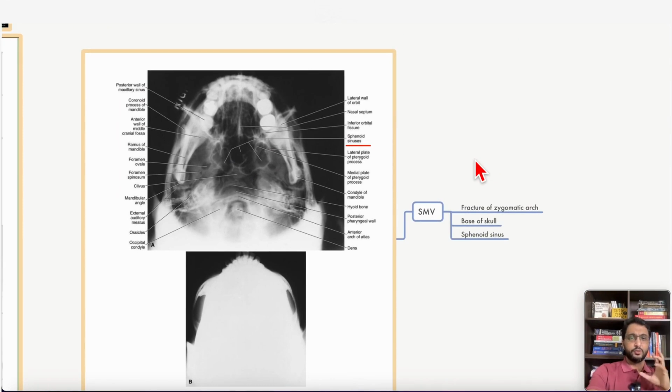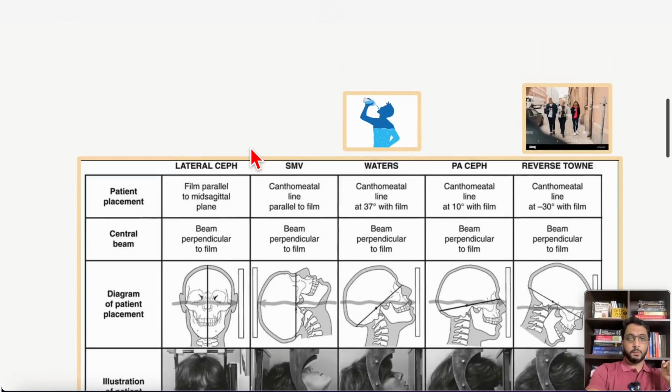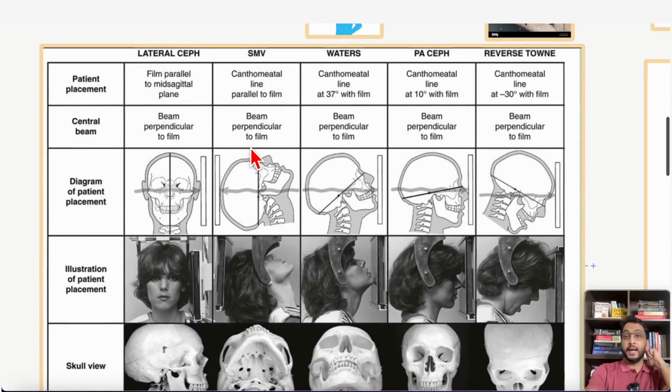This picture very clearly tells you, you can very clearly visualize it, you don't need to learn it by heart. The zygomatic arch is very clear, the sphenoid sinus is very clear, the base of skull is very clear. Any confusion? No, there is none. So that is about your submental vertex view, the jug handle view, the same thing.